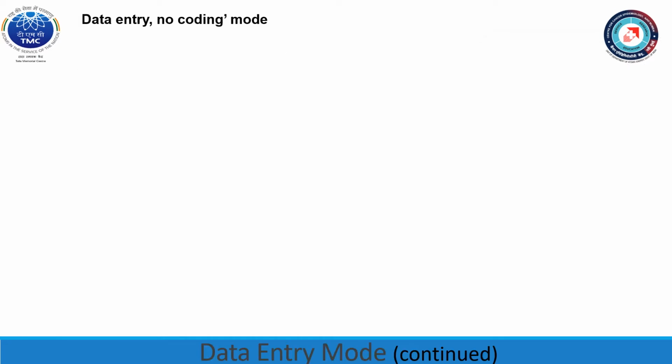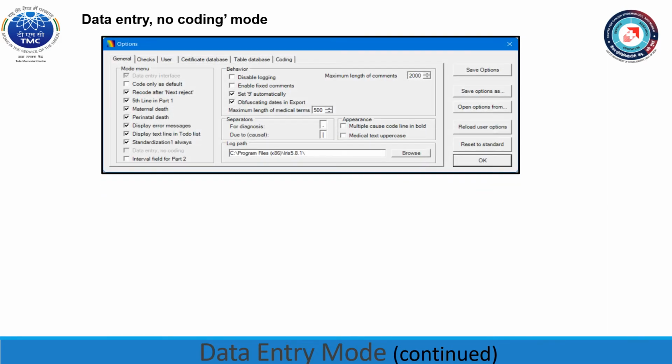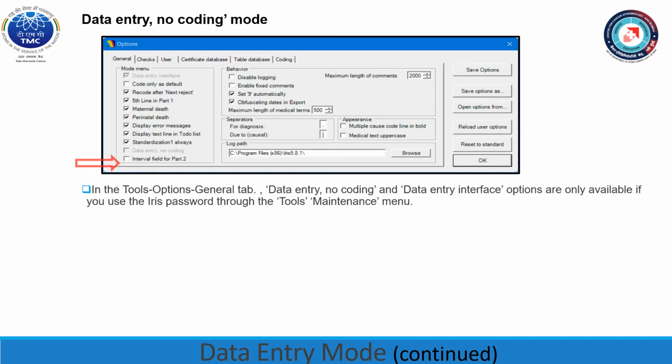Now let's start with data entry no coding mode. Here the slide shows the options window. The data entry no coding and data entry interface options in the Tools, Options, General tab are only available if you use this IRIS password via the Tools maintenance menu.